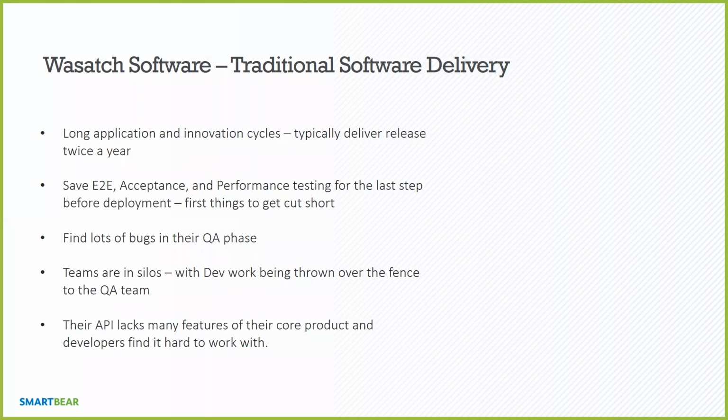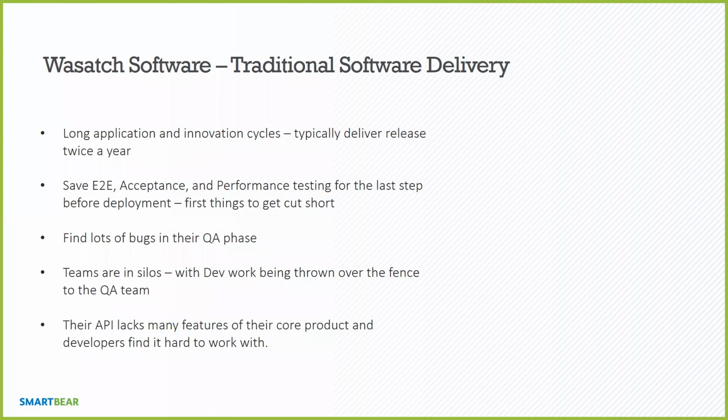The discovery is not occurring outside of the QA phase. Teams are running in silos. So really there's this handoff that occurs between the different departments involved, especially between dev working on their code and, not throwing it necessarily, but handing it off to the QA team. And then their API, if we're looking at end-to-end testing, many of those features of the core product, developers find it hard to work with.